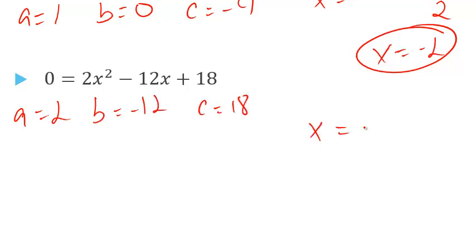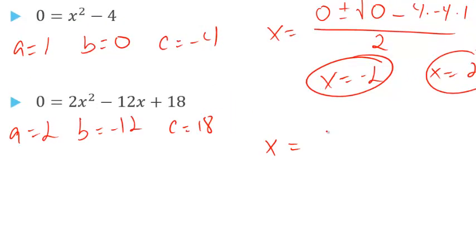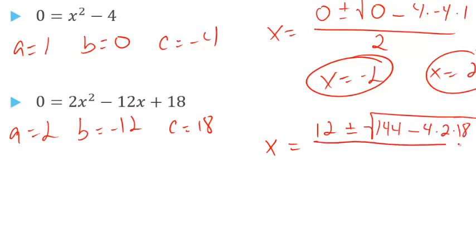x equals negative b, so it's going to be positive 12 plus or minus the square root of b squared, which is 144, minus 4 times 2 times 18. Holy crap, this is big. All over 2a, which is 2 times 2, which is 4.